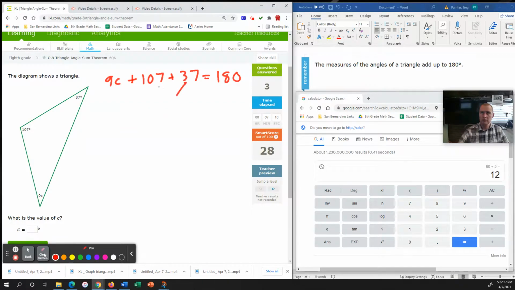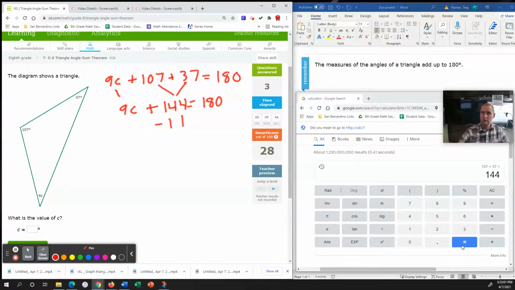What we can do is put the 37 and the 107 together. So 107 plus 37 gives us 144. So we got 144 here. The 9c, bring it down. 9c stays the same. And because 144 is positive, we're just going to add it. Equals 180. Now we're going to take 180 and subtract 144 from both sides.